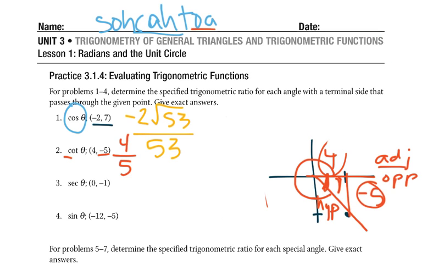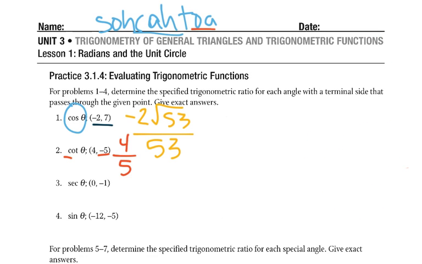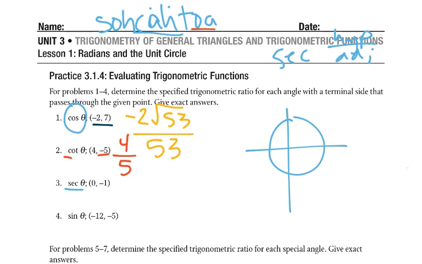Okay, now the next one. So the secant, remember secant is the reciprocal of cosine, so the secant would be not adjacent over hypotenuse, it would be the hypotenuse over the adjacent. Okay? So we draw our unit circle and it's 0, negative 1. 0, negative 1 would actually be down here, wouldn't it? So our angle would go down there. So that's a 90-degree angle.